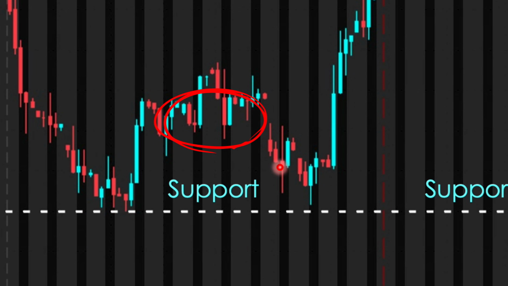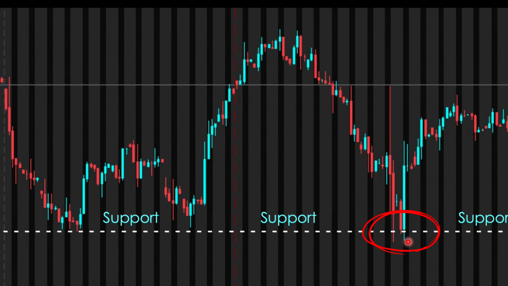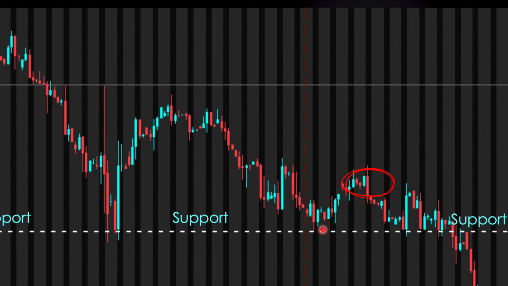Hammers, pow. Come to this general area, don't necessarily touch it, so maybe you don't take anything here. Whatever. Boom. Long wicks to the downside, candles close above, create that support. Boom. Again, retest that level with a long wick. Boom. That's a nice support level, guys.